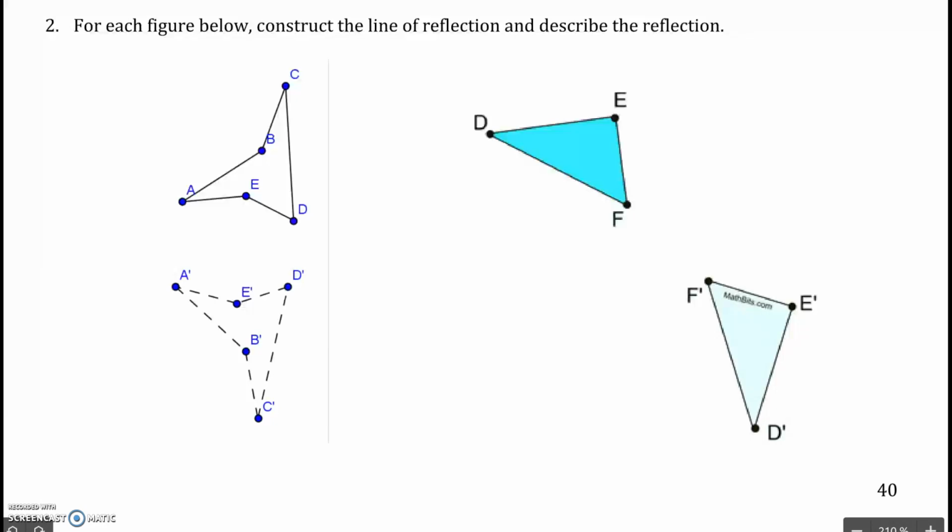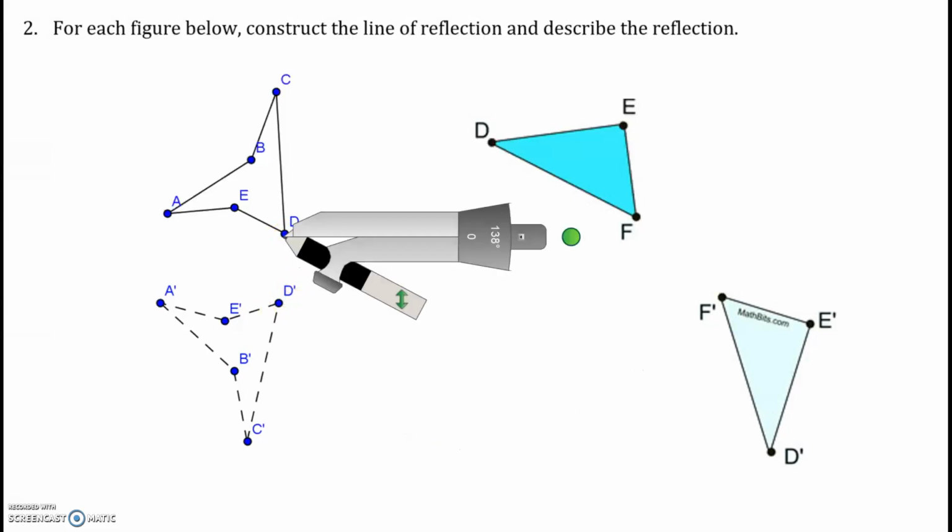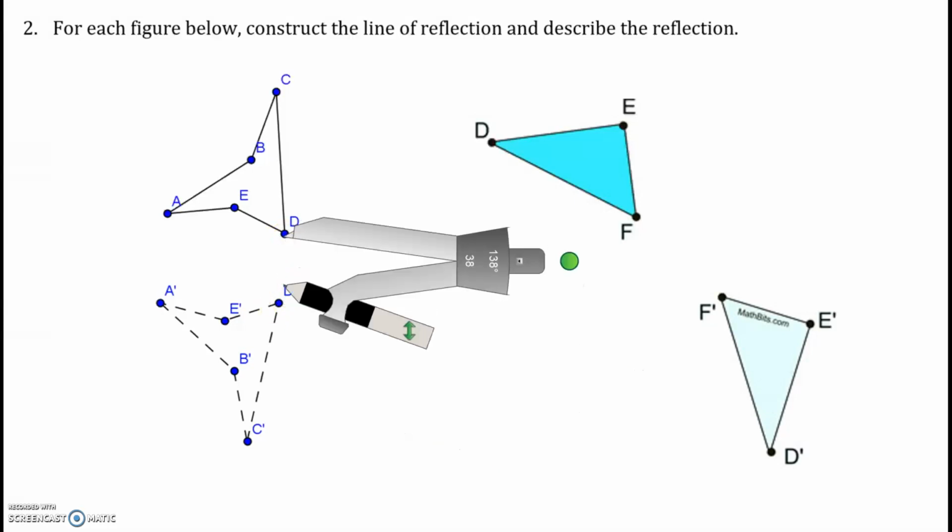Now, to do a construction, we need our compass. And so what we're going to do is a perpendicular bisector between 2 points that correspond, for example, D and D prime. So we're going to open our compass more than halfway between D and D prime, and we're going to swing that arc.